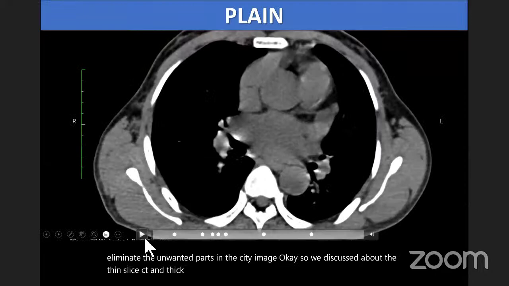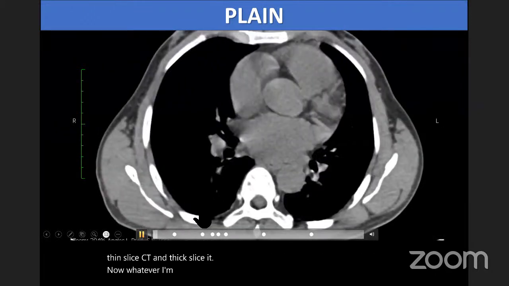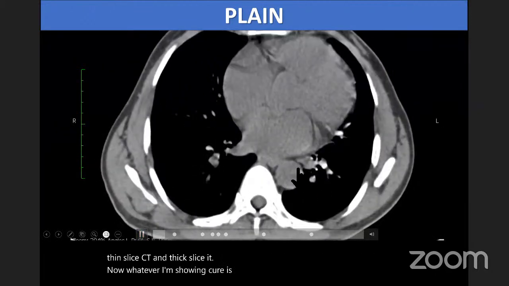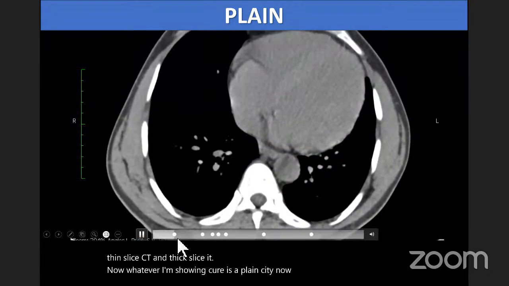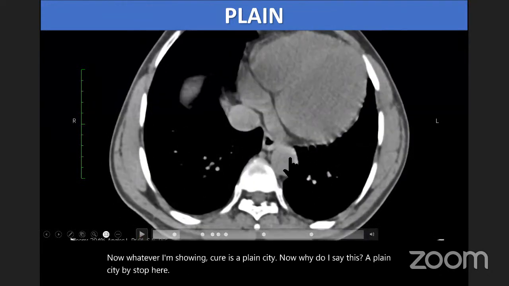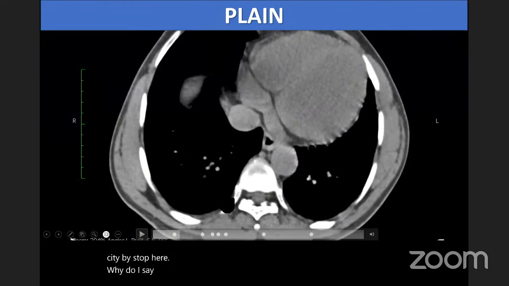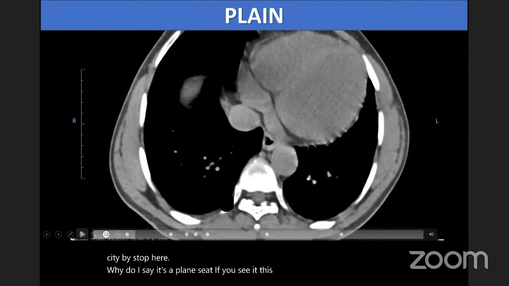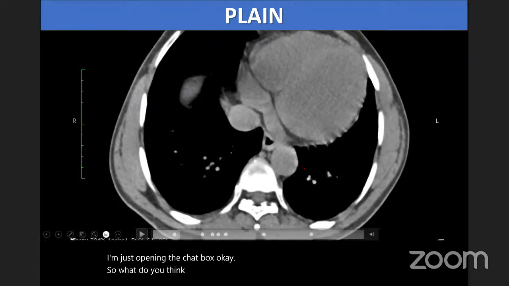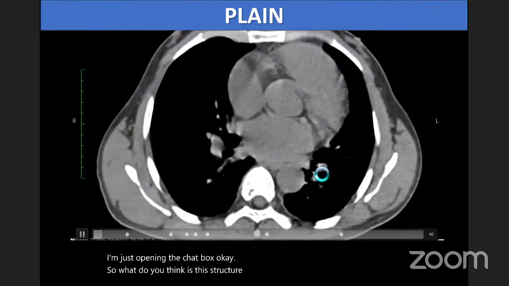Now, whatever I'm showing here is a plain CT. Why do I say this is a plain CT? If I stop here, why do I say it's a plain CT? If you look at this structure, now let's keep it a little interactive. I'm just opening the chat box. So what do you think is this structure here?